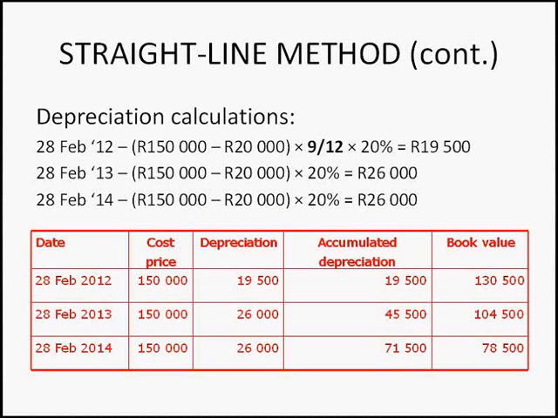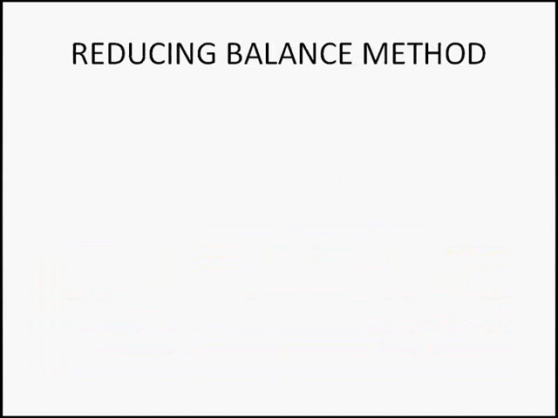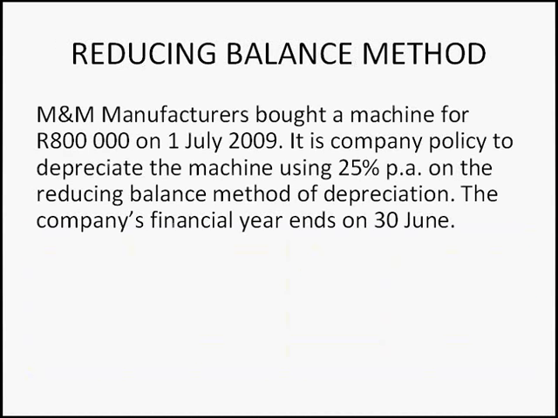Let's now have a look at the other method, which is the reducing balance method. This works a little bit differently. Typically the information they could give you will look as follows. M&M manufacturers bought a machine for 800,000 Rand on the 1st of July 2009. It is company policy to depreciate the machine using 25% per annum on the reducing balance method of depreciation. The company's financial year ends on the 30th of June.